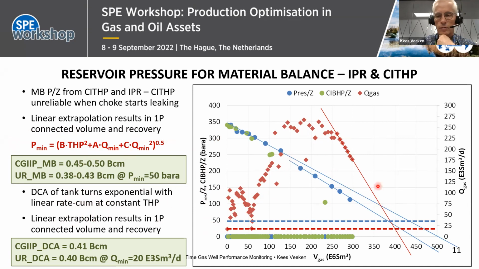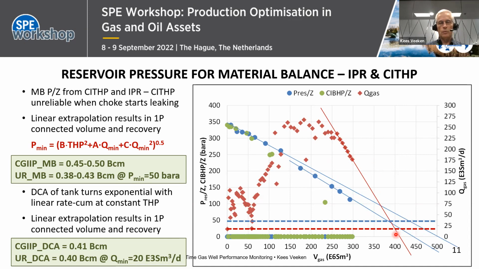Now, obviously, these should be considered like 1P, proven numbers, because as your rate declines, there's scope for slow gas coming in, and for these curves starting to deviate, becoming flatter, and you're connecting more gas that you can only see when you wait long enough in time.